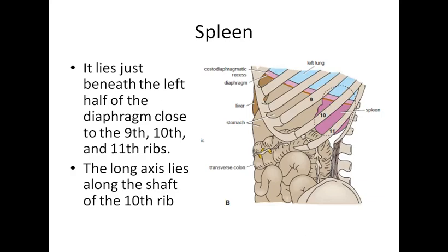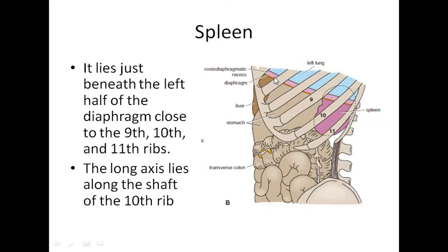As far as the location of the spleen is concerned, here we can see the anterior border very nicely. This is the notched anterior border, right? I hope it's clear now. When we talk about its location, it lies just beneath the left half of the diaphragm, right? Diaphragm is the structure which divides the thoracic cavity from the abdominal cavity, right?